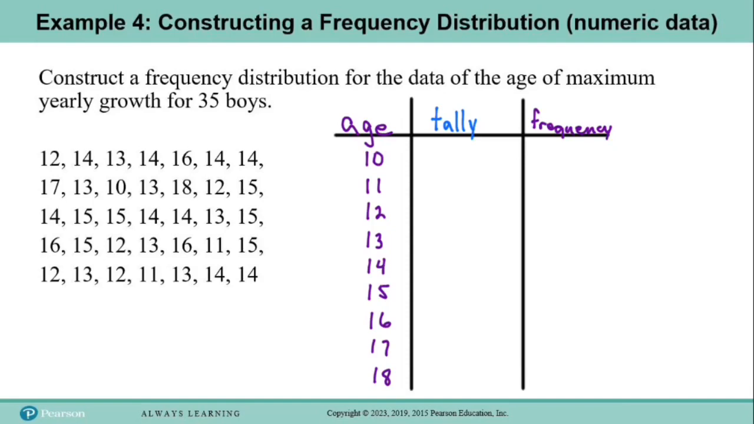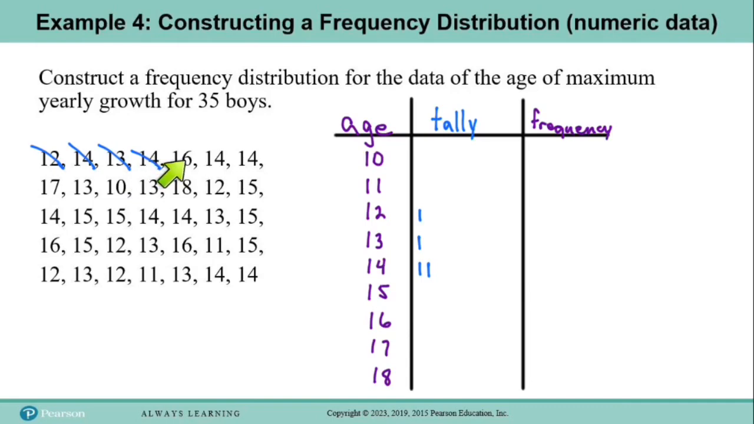And now what we're going to do is just start with the top left number in the list and put a tally mark next to each number as it comes up. So my first number is 12. I'll cross that off my list and I'll put a tally mark next to the 12. Okay, see that? And then the next number is 14. So cross that off and put a tally mark next to the 14. Then do the same thing for 13. The same thing for the next 14. So now 14 has 2 tally marks.